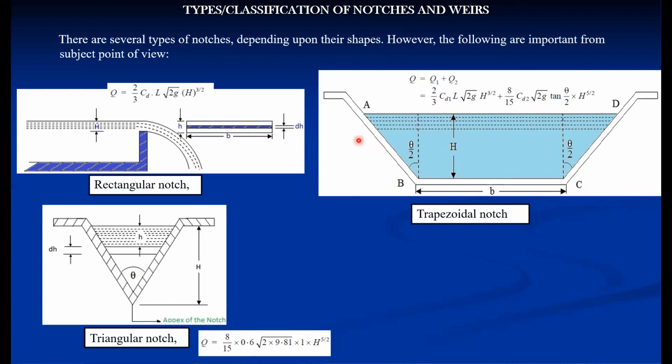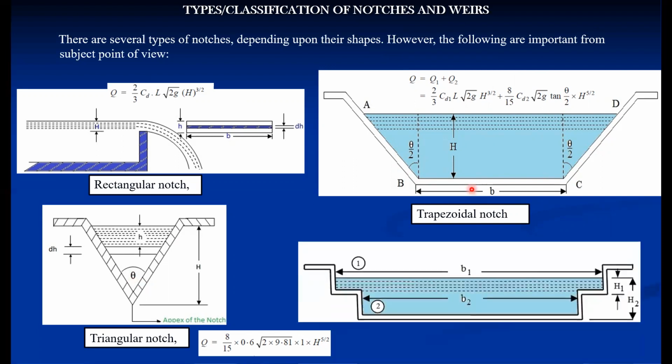If we split this geometry into a rectangle and triangles, it becomes the addition of this rectangle and the two sub triangles; two half triangles mean one full triangle. So that is a rectangle plus a triangular notch. Next is the step notch. Here in the step notch, the discharge is nothing but the addition of the discharges of two rectangular notches.